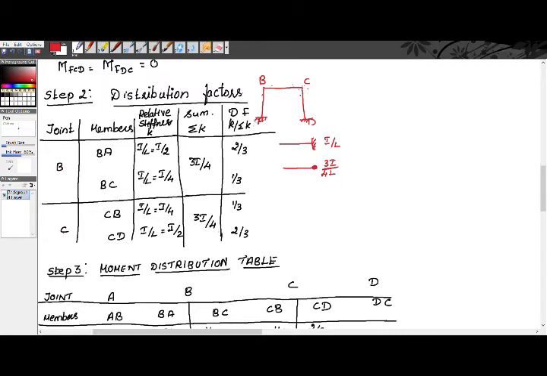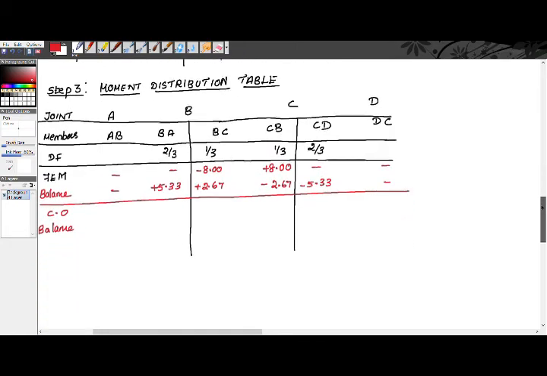Now the distribution factor is K by sigma K. I by 2 divided by 3I by 4 we get 2 by 3. I by 4 divided by 3I by 4 we get 1 by 3. Similarly at the joint C, for CB, I by 4 by 3I by 4 we get 1 by 3. I by 2 divided by 3I by 4 we get 2 by 3. Now we will move on to the next step, that is the moment distribution table.